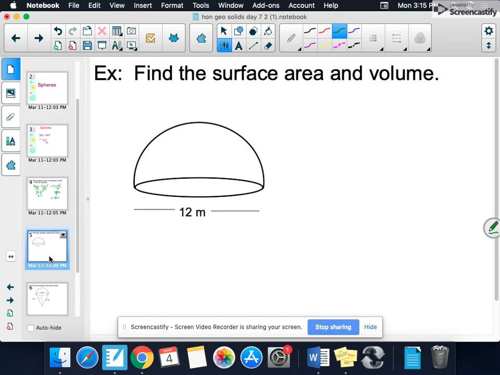Next example we have, we're going to look at a hemisphere here. So that's just half of a sphere. So we're still going to do our normal formulas. We're just going to cut them in half when we're done. So right here, my radius is 6. So that's what I'm going to use in my formula.